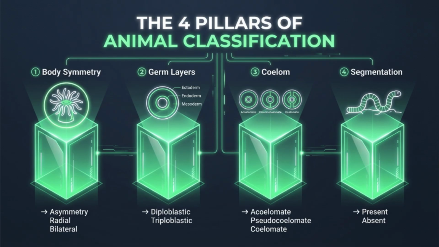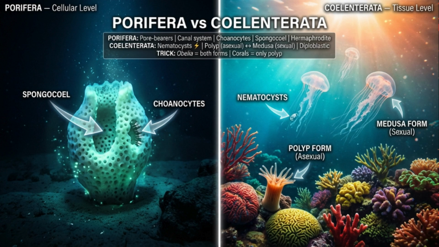Fourth, segmentation. Earthworm shows true metamerism. Remember this table and half your MCQs solve themselves. Let's begin phylum by phylum, fast and sharp. Porifera. These are your sponges. Level of organization, cellular. They have a water canal system.